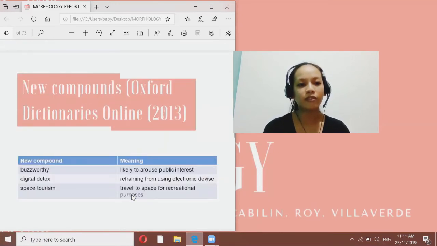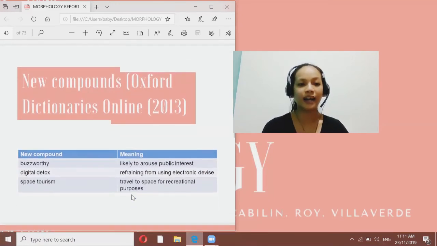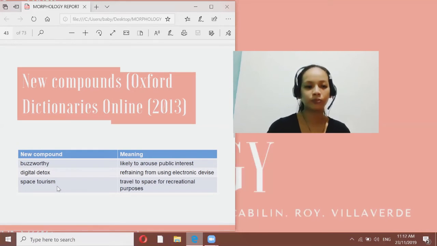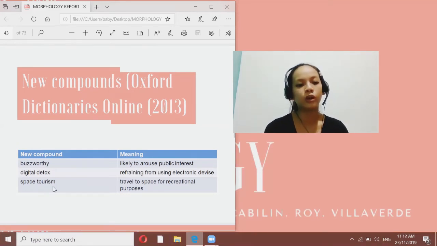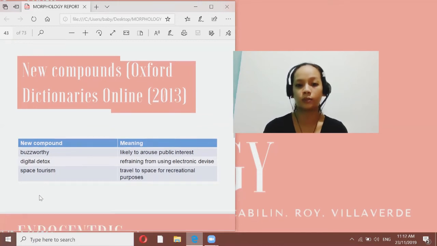Now, these are some of the new compounds that are added to the dictionaries. We have the word buzzworthy, which means likely to arouse public interest. Digital detox, which is refraining from using electronic devices. And space tourism, which is to travel to space for recreational purposes. So take note of the last two new compounds: we form them as two separate words. We do not put the words together or use a hyphen, and that's also possible.